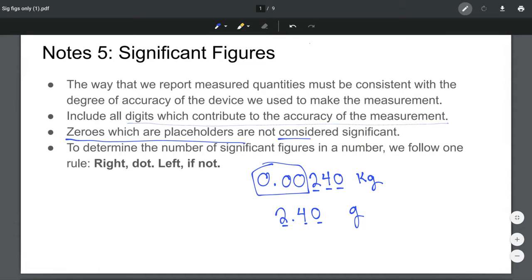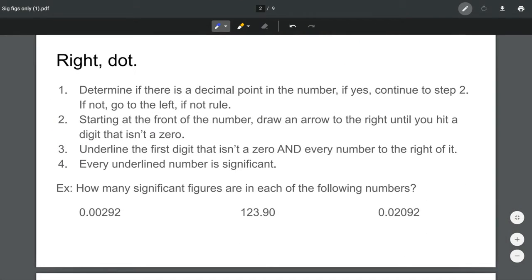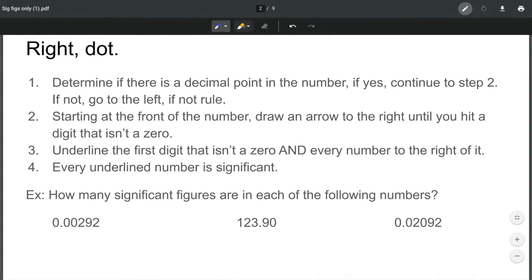So we need to be able to look at a number and decide how many significant figures it has. The rule we're going to use for that is right dot, left if not. So let's start applying that rule. So right dot, the dot that we are talking about is the decimal point in the number. If there's a decimal point, then we start at the front of the number and we draw an arrow to the right until we hit a digit that is not a 0. That first digit is going to be significant as well as every number to the right of it.